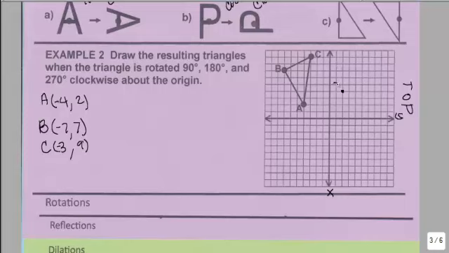And this is your A prime. And then you go negative 4, negative 5, negative 6, negative 7, 2, 3, 4, 5, 6, 7. And this is B prime. And then you go negative 3, 7, 8, 9. And that is C prime. And then you connect them.